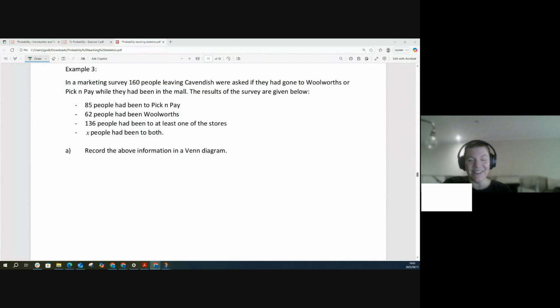Okay. Now, this one is not an only situation. So when we start breaking this up, we've got 160 people who left Cavendish. And they were asked if they had gone to Woolworths or Pick and Pay while they'd been in the mall. 85 people had been to Pick and Pay. It doesn't say Pick and Pay only. So it's just people in general who have been to Pick and Pay. 62 people have been to Woolworths as a whole. So it's going to include the people who've been to both.